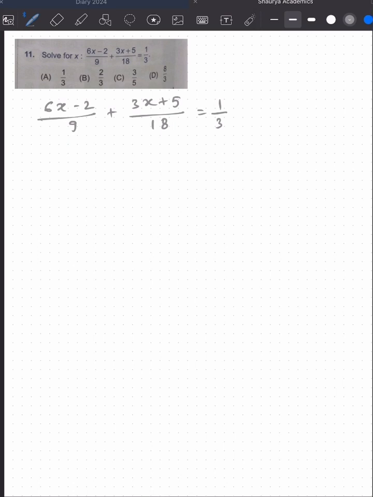So 3 1s are 3, 3 6s are 18, 3 3s are 9. Okay, so your equation becomes (6x minus 2) upon 3 plus (3x plus 5) upon 6 is equal to 1. If you have some confusion in this step that I did here, dividing the denominator, you can try doing it with the as-is numbers and you will eventually arrive at the same answer. Again, more practice will give you these shortcuts.